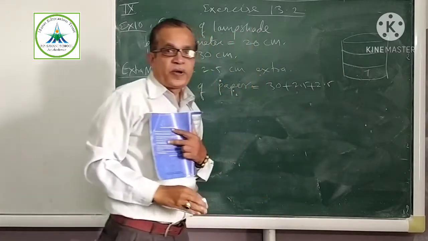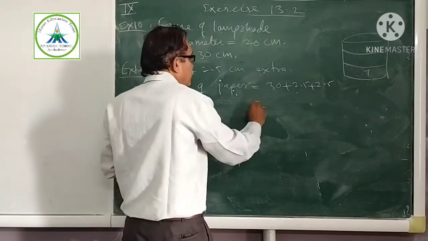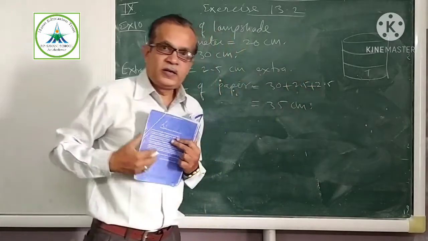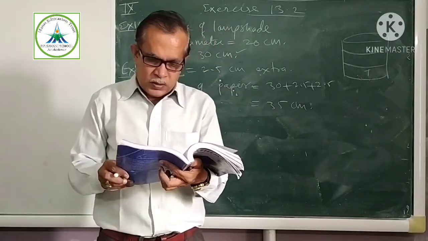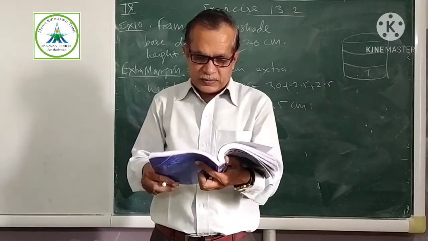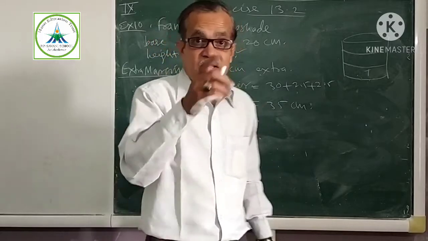2.5 plus 2.5. 2.5 at the top, 2.5 at the bottom. So that is equal to 35 centimeter. Got it? Now see, they are asking to find how much cloth is required for covering the lamp shade. So how much cloth is required for covering the lamp shade means that is CSA.